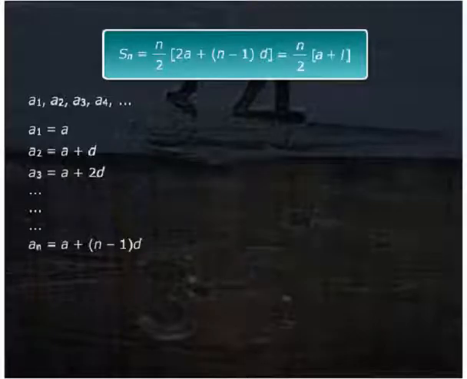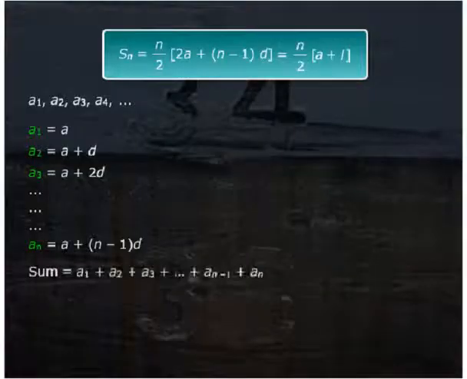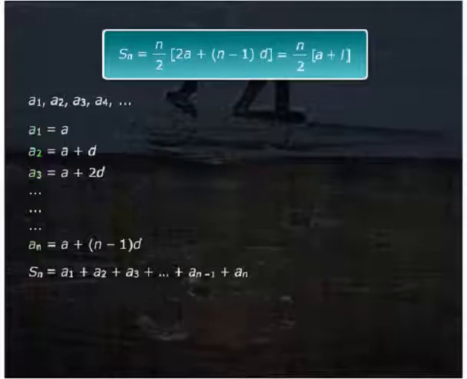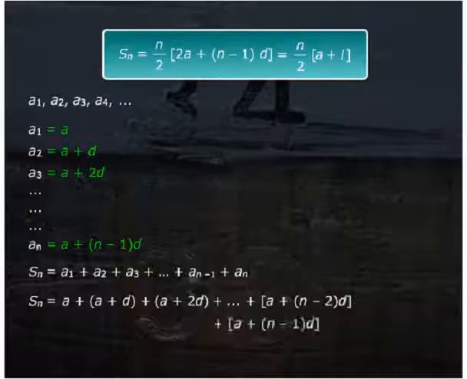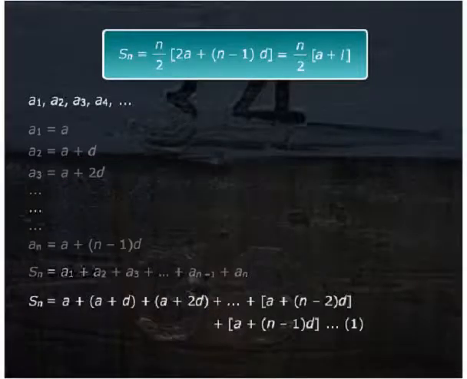Once you've written this, what we have to find is the sum of all these terms. That is the left column, if you see. a1 plus a2 plus a3 till an. So, let's denote this by Sn. Now, this should be equal to the sum of the right hand sides. That is a plus d plus a plus 2d and so on till a plus n minus 1 into d. Let's call this equation 1.